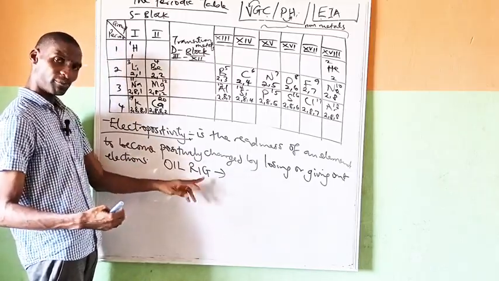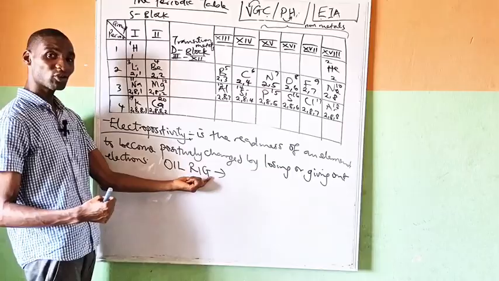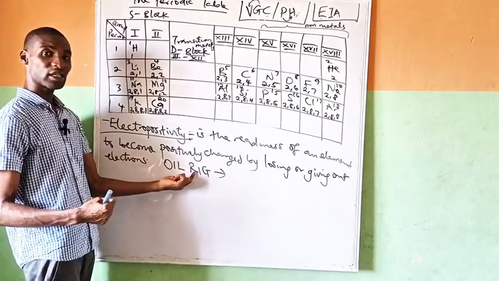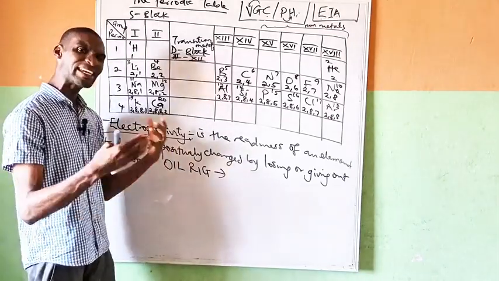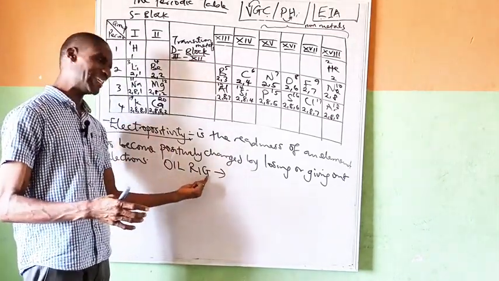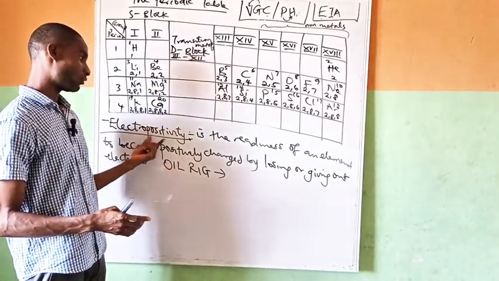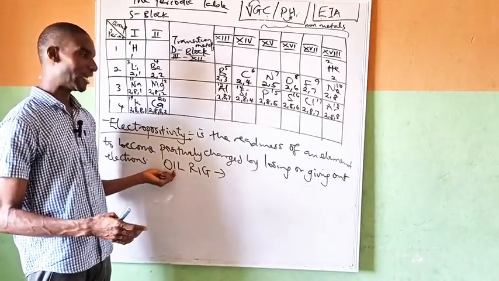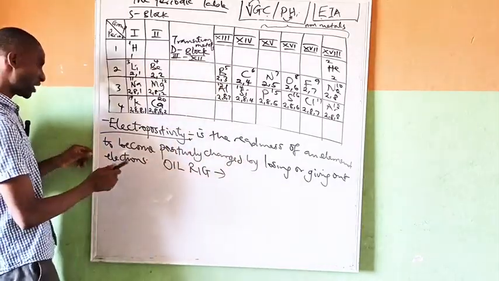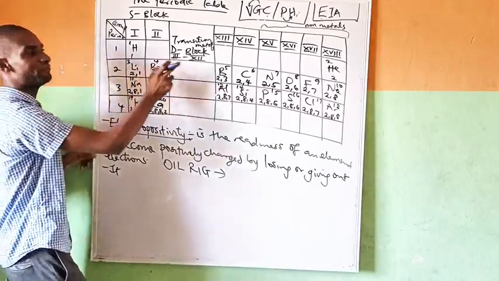And so when from positive, if you now reduce to negative, that means you have gained electron, but you have been reduced. And that is electronegativity. Readiness to become negatively charged by gaining electron. All right? While electropositivity is readiness to become positively charged by losing electron. Losing electron.